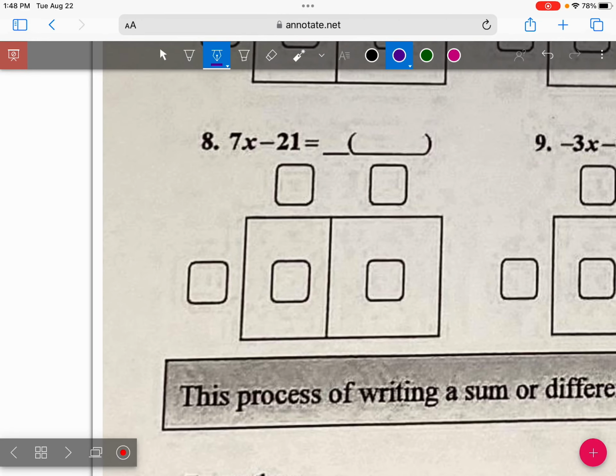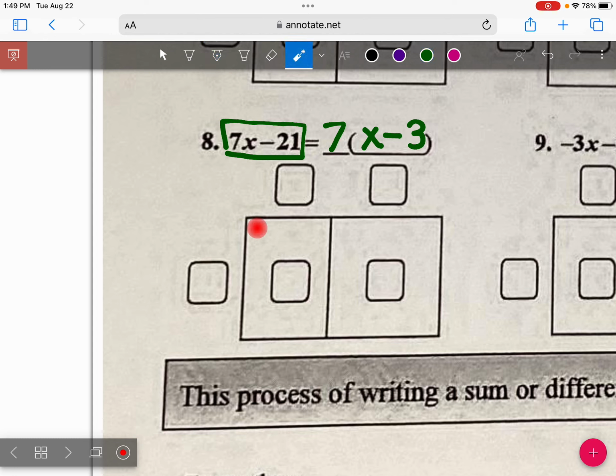So on one like number 8 here, what's common between 7x and 21 that we can factor out? A 7. And what's left over when we factor out that 7? Not minus 21. Minus 3. We're dividing 7 out of both terms. Okay? So just be careful with it.